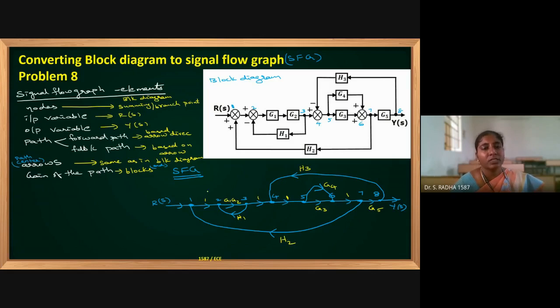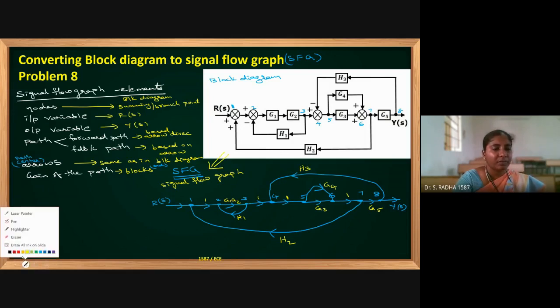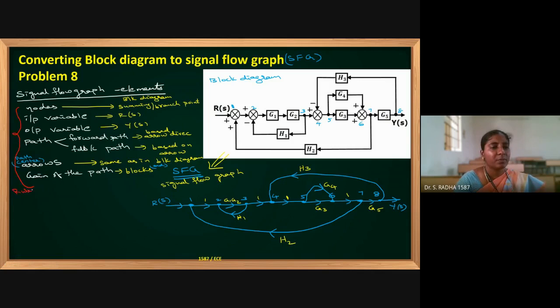Okay, so this is called signal flow graph. What I have done is, from the block diagram, I have obtained the signal flow graph. I have followed these rules. Wherever a summing point or branch point is there, I have considered nodes.